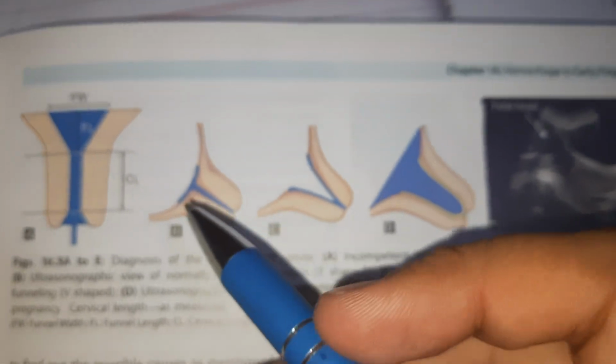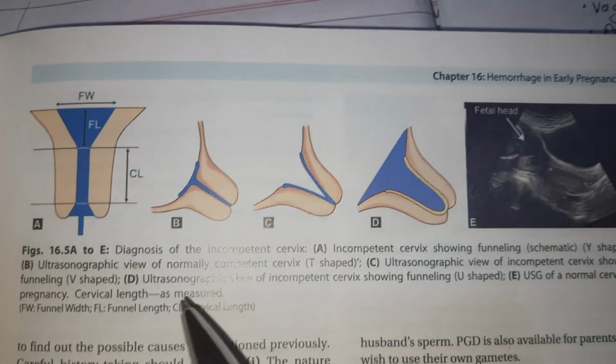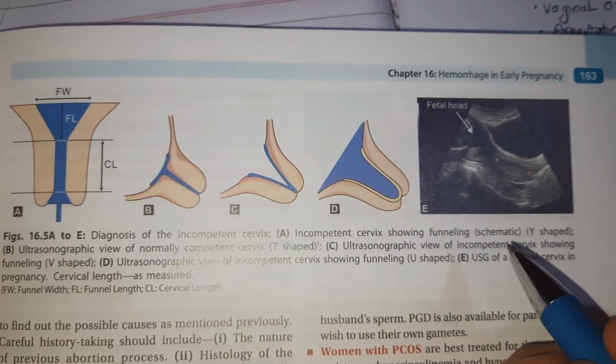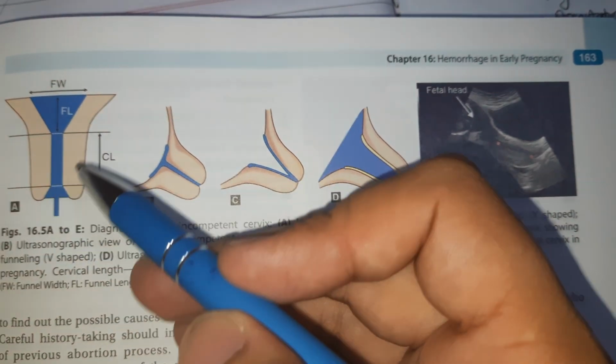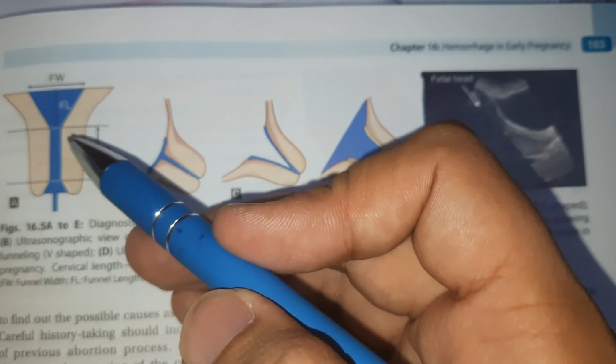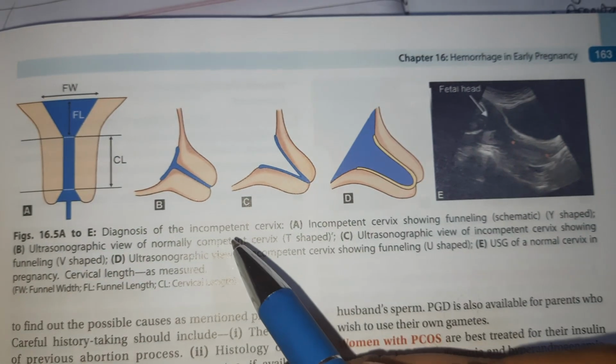As we can see in this picture, the diagnosis of incompetent cervix. The incompetent cervix showing the funneling. This is the funneling, incompetent. This is the cervix, incompetent funnel. It shows the funnel shape, and you can see a B.